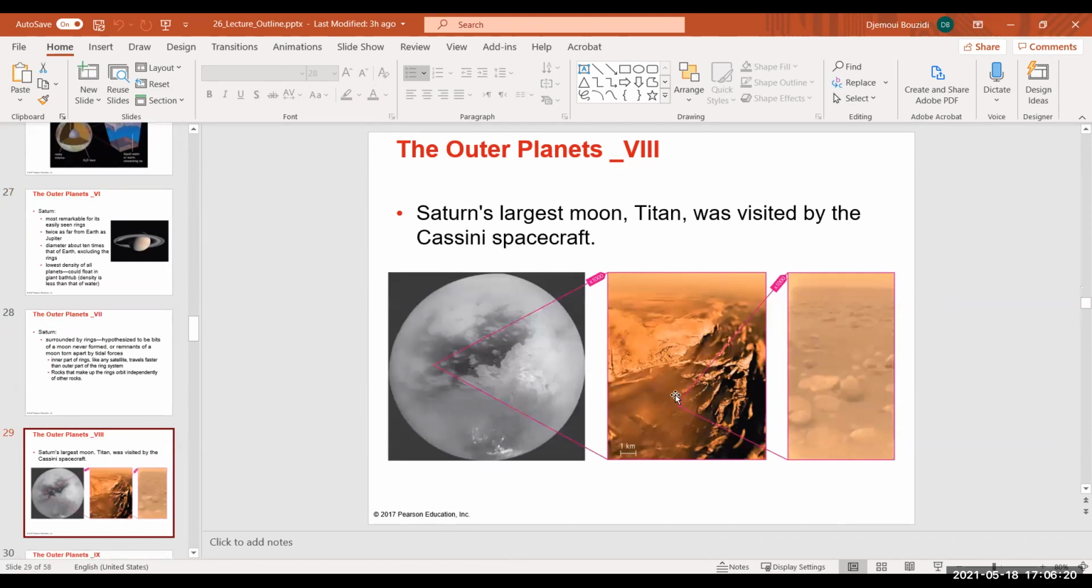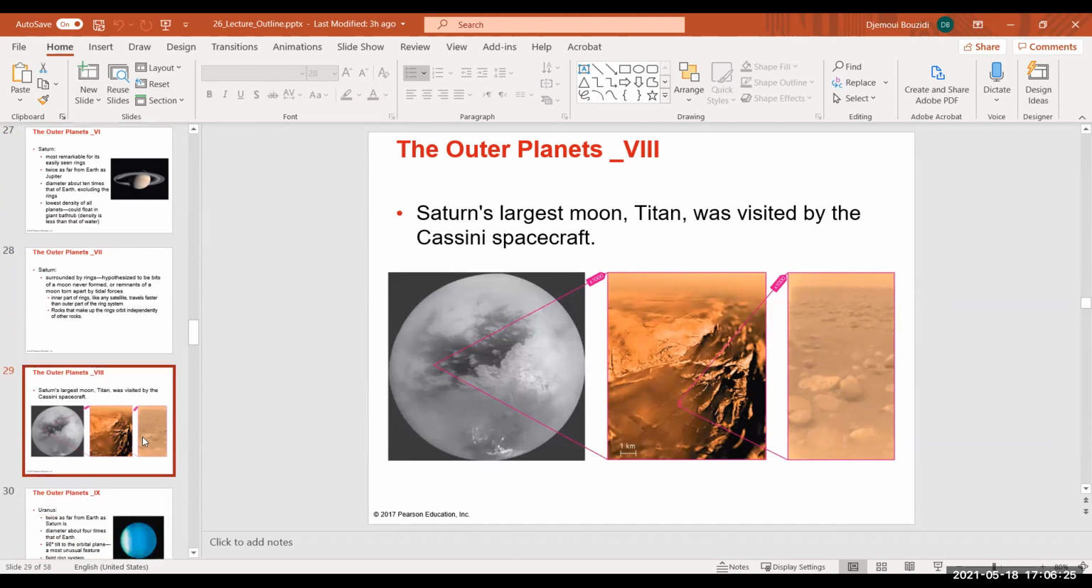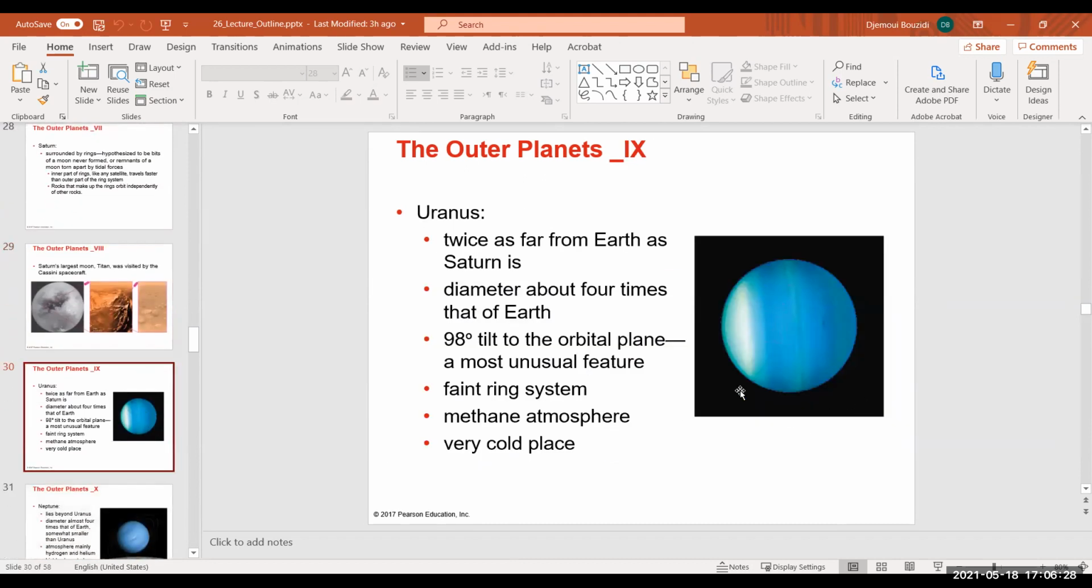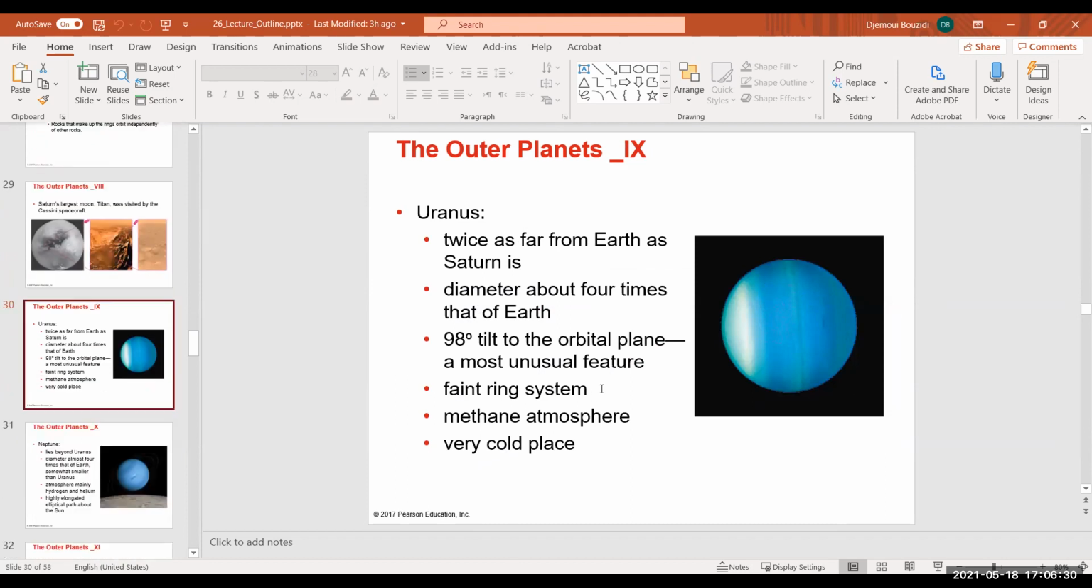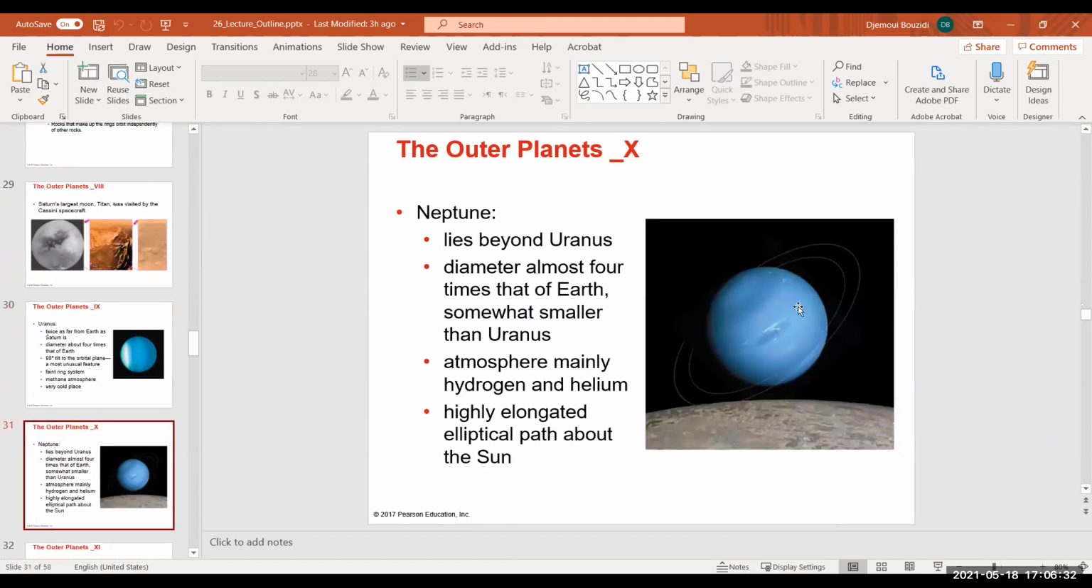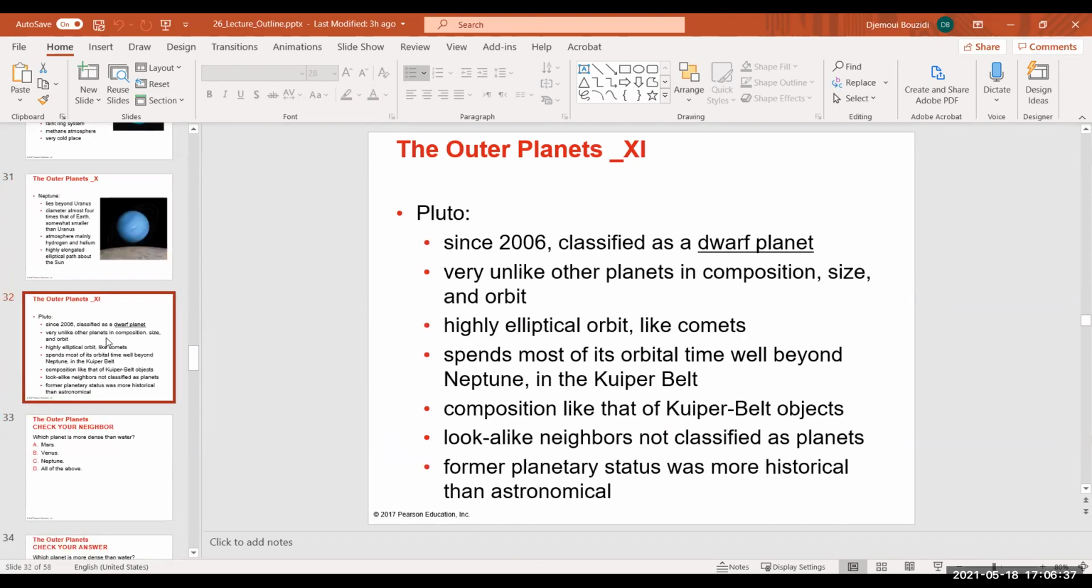This is the only object we landed on, and these are pictures from its moon Titan. Okay, Uranus, as I was saying, is spinning backward, unlike the other objects. Neptune also has rings. And Pluto's story is another one, in terms of how we used to classify it as a planet, and then we declassified it because we found a lot of objects similar to it in the Kuiper Belt, and also because it has other properties that are not similar to the other planets.